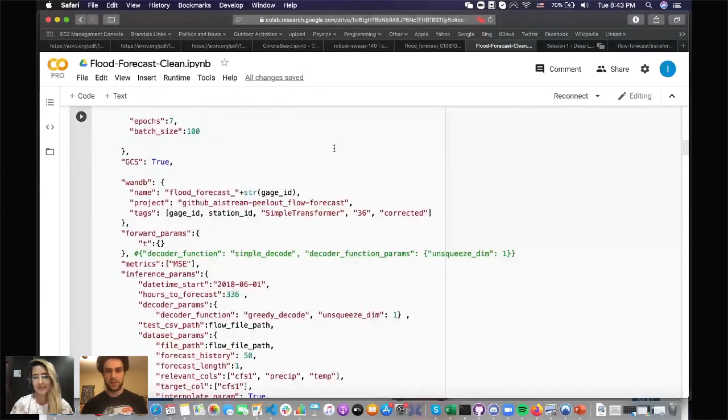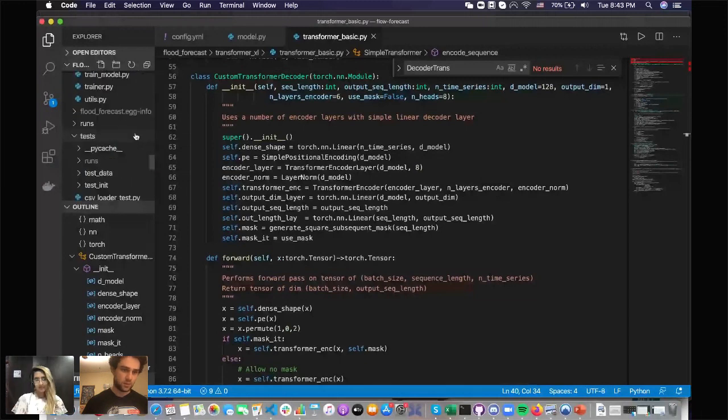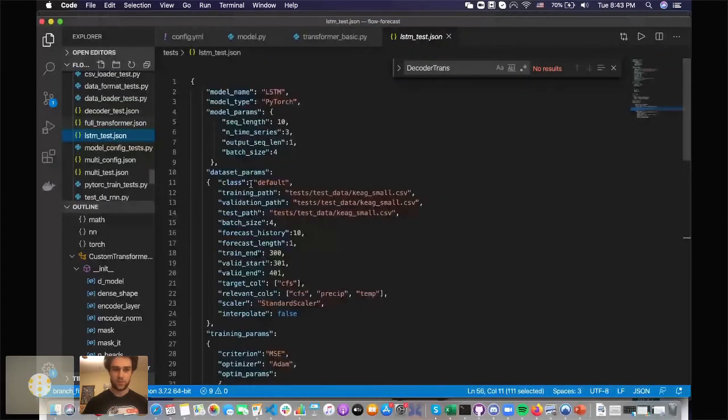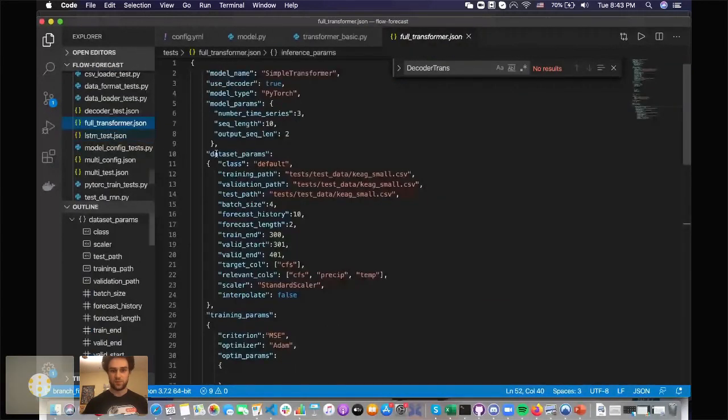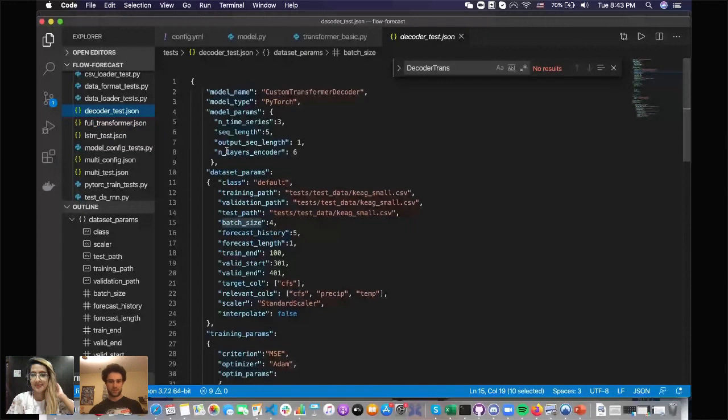And then another thing I do is I store the config files in JSON format. So I have a number of JSON configs that I can just download. And I use some of those for unit tests too. So here's an LSTM in the full JSON format. Here's a full transformer config. Anyways, that probably answers your question.